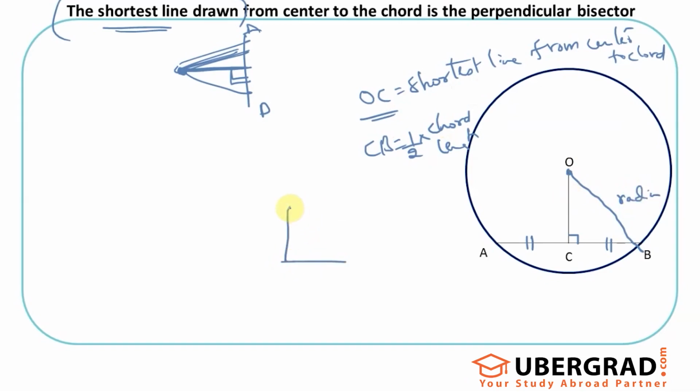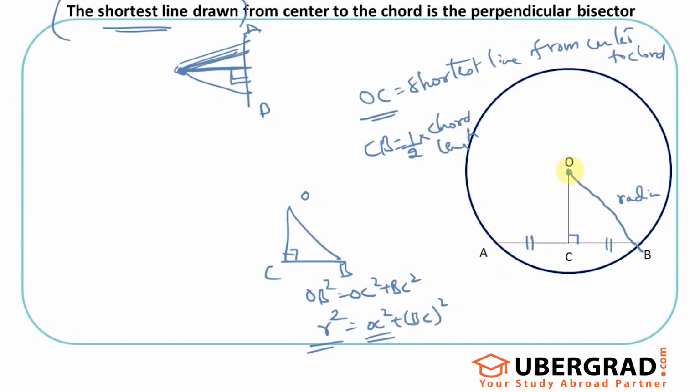So OCB is a right angle triangle, and I can use Pythagoras theorem. OB square is equals to OC square plus BC square. Simple. So radius square is OC square plus half the chord square, that's BC square. So based on what I know, is it the radius or the distance between the center and the chord, or the chord length, so that I can do half the chord length to get BC. I need to know 2 out of these 3 to figure out the third one. So that's how the questions would generally be framed.